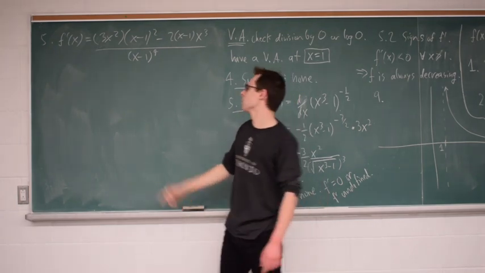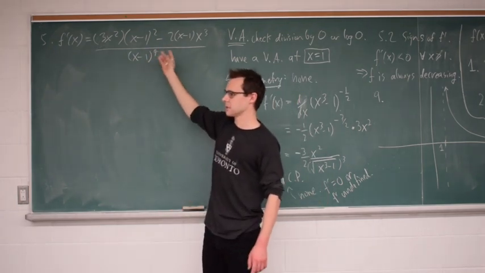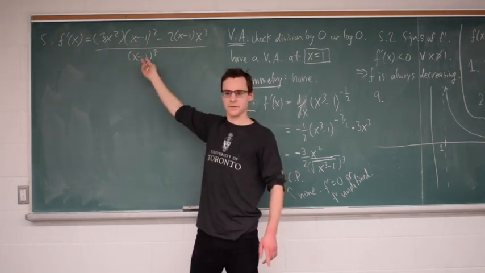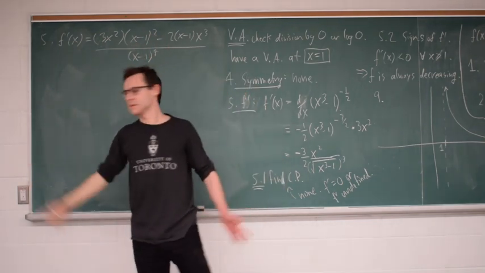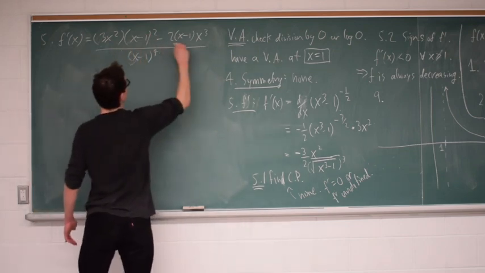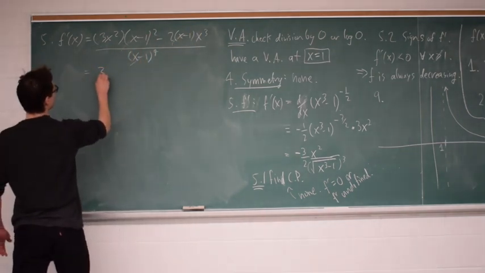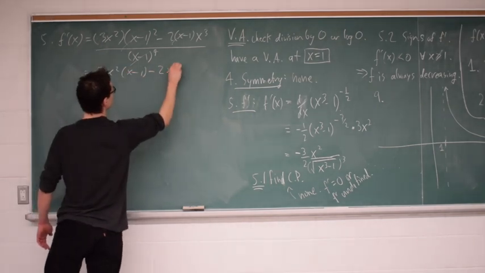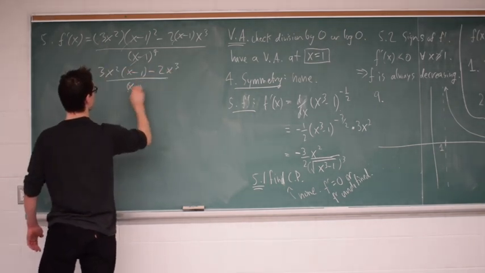Anytime you use quotient rule and you have a squared bottom, there's going to be a copy that'll cancel out. You're not going to get fourth power at the bottom, you're going to get cubed. So cancel, cancel, cancel. And then we'll expand after that. So 3x squared, x minus 1, minus 2x cubed over x minus 1 cubed.